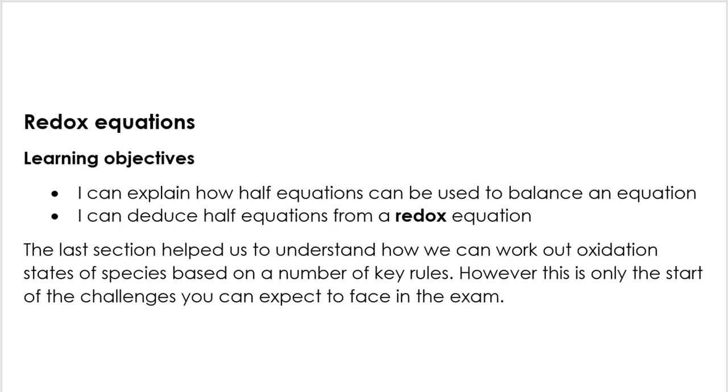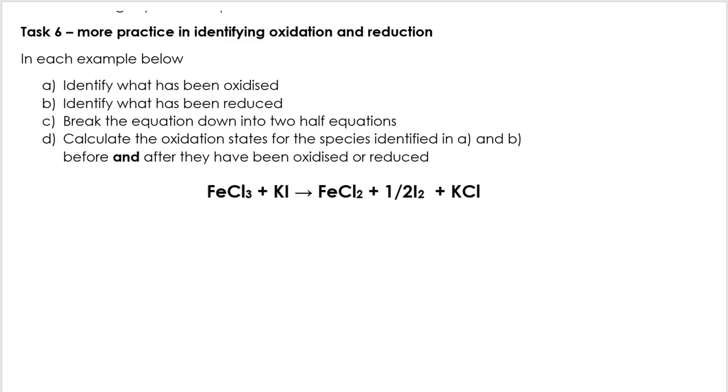So, looking at how we can balance half equations and what we can find out from those half equations. And we're going to start with just a little bit of a recap of some of the key ideas. So based on this equation, this reaction between iron 3 chloride and potassium iodide, can we identify the species that has been reduced, oxidized, what the two half equations would be, and what the oxidation states would be? Now, when you've tried it, see how you've done.